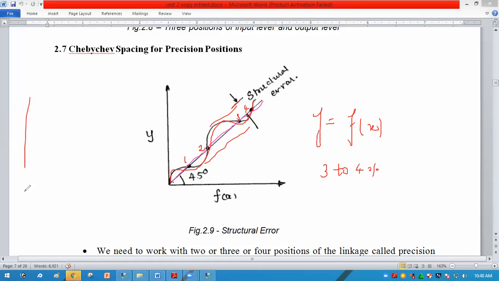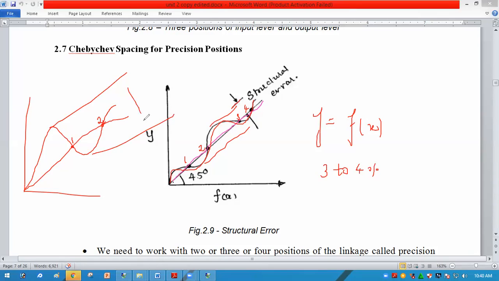So see, here we have the desired motion, and this is the actual motion. Now we have two precision points, the first precision point and the second precision point, but the structural error is very high. So this is the structural error. If the number of precision points increases, then the structural error will come down.